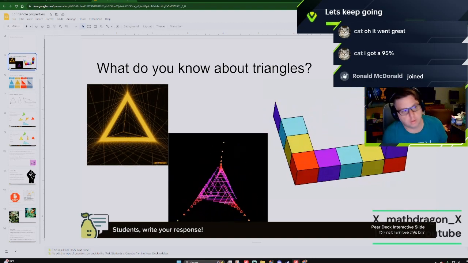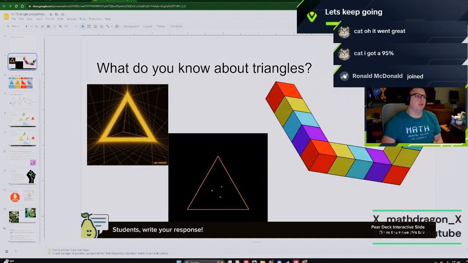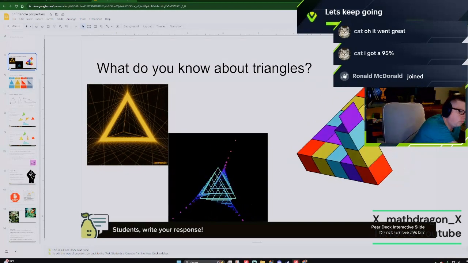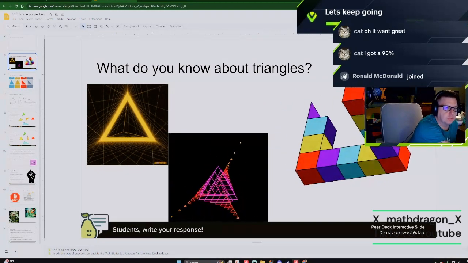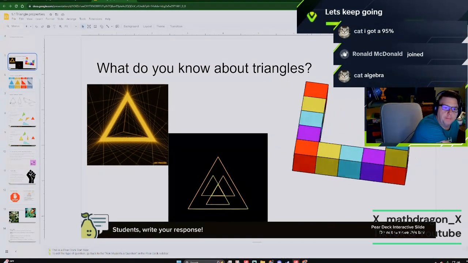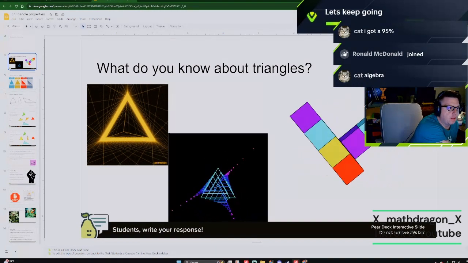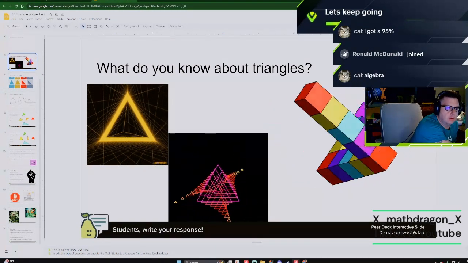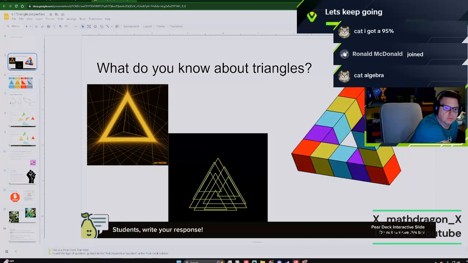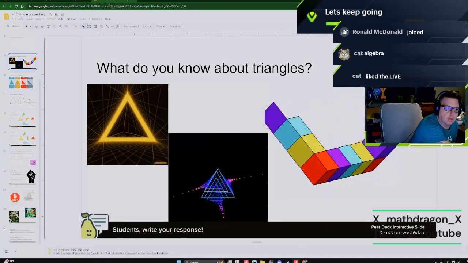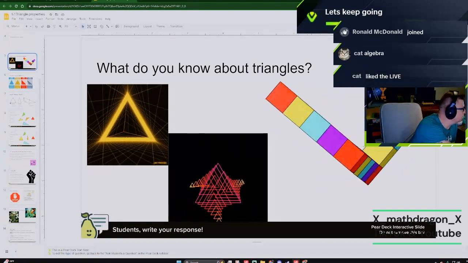Triangles. And we're going to talk about classifying triangles today. There are two ways that you classify triangles, and we're going to talk about those. Obviously, you know your triangle is a three-sided figure.